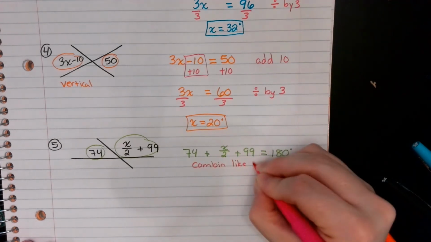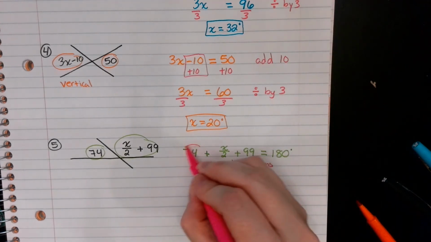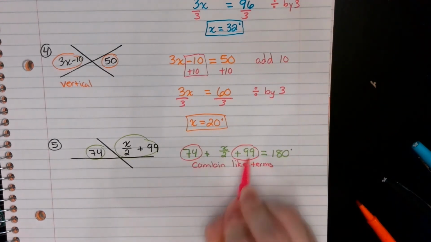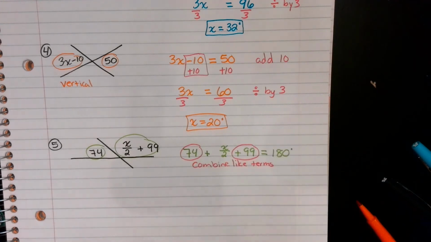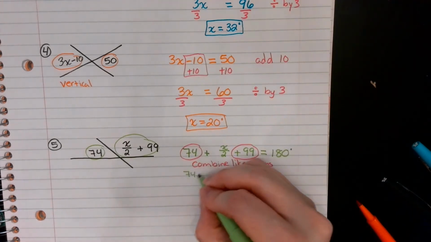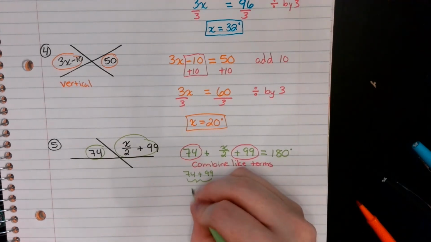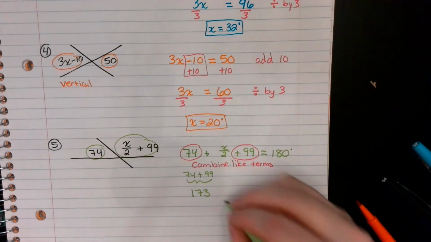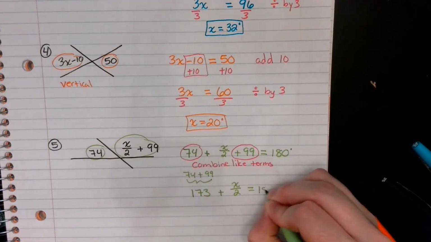We need to combine any like terms that we possibly can, and in this case, the only like terms that we have are these constants. So that's 74 and that 99. Oop, and I misspelled combine. Okay, so I know I'm going to add 74 plus that 99 together, and that's going to wind up giving me 173. So I have 173. Then I still have that plus x over 2, and that's equal to 180 degrees.